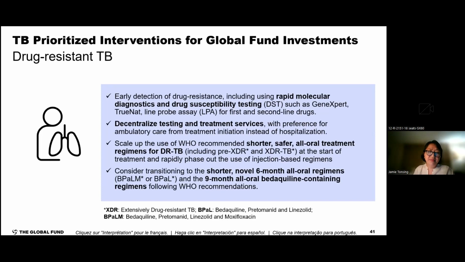We need to scale up WHO-recommended shorter, safer regimens, including the very exciting new BPaL-M regimens, which are only 6 months now. And of course, if people are not eligible for that, then the 9-month all-oral bedaquiline-containing regimen. Next, please.